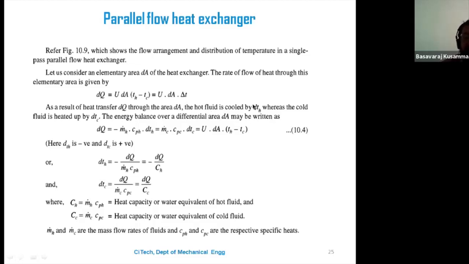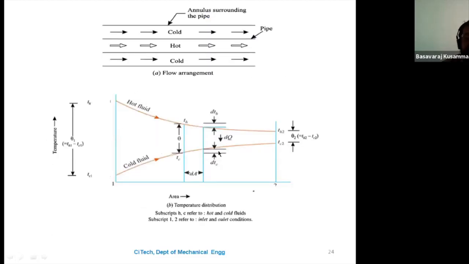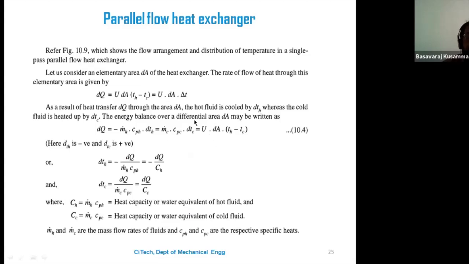As a result, of the heat transfer dQ through the area, the hot fluid is cooled by dTH, whereas the cold fluid is heated by dTC. The heat given by the hot fluid is dTH, the hot fluid is cooled by dTH, and the cold fluid is heated by dTC. So we have to maintain the energy balance from the hot fluid to the cold fluid.